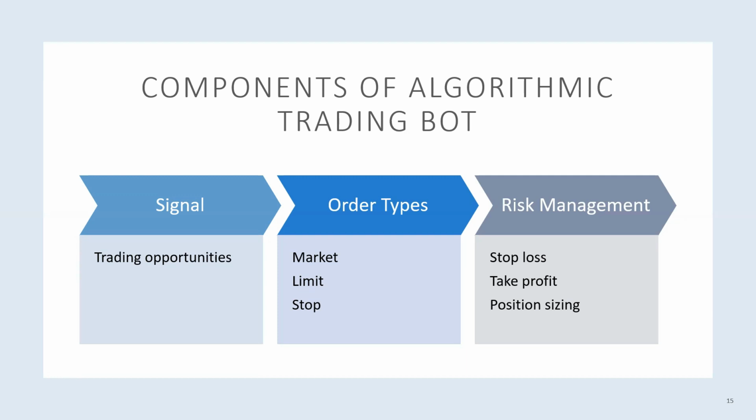Then the risk management. We have identified the trade, and we have entered the trade using the order type. Now we want to know when to get out of the trade. So we have the stop loss. This is the point where we indicate, in the event that my prediction was wrong, the amount of money I'm willing to lose. Once the price drops to this level, sell and get me out of this trade.